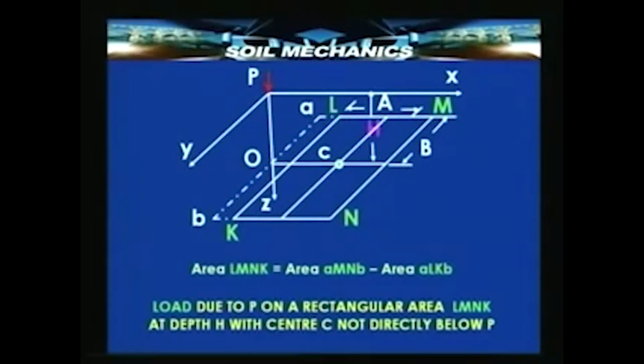This diagram, the next one for example, illustrates the case where we want to determine the load over again a rectangular area, but the center of this rectangular area is no longer under the line of action of the load or the point of action of the load P. In this case, what is required is to apply Boussinesq's theory, either the formula directly or, if the values concerned are within the range, then the point load influence coefficient table.